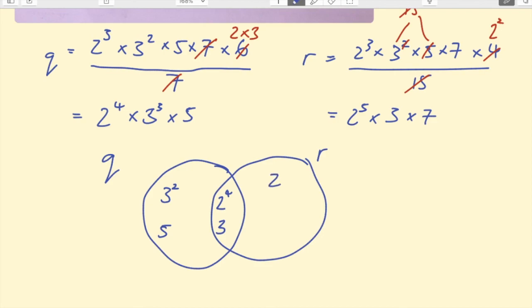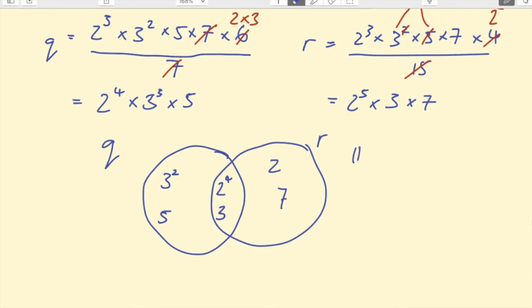and for R, I have one lot of 2 and a 7. Now it's really easy to find the highest common factor because all I need to do is to take that 2 to the power 4, multiply it by 3, and that gives me the highest common factor. So 2 to the power 4 is 16 times 3, and that's going to be 48. All right? Okay, fantastic.